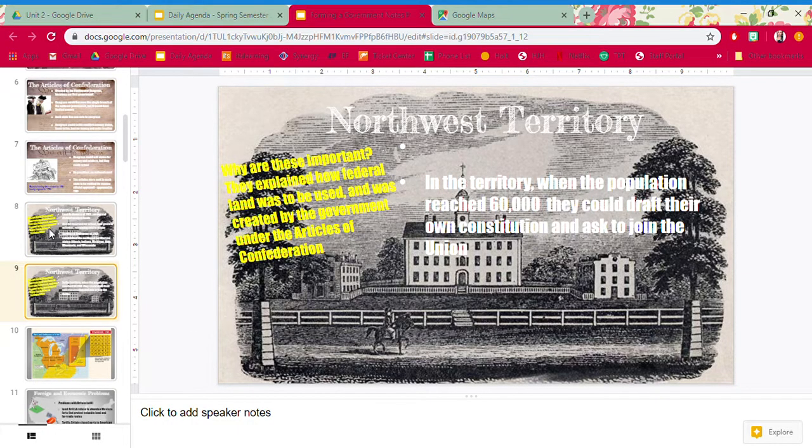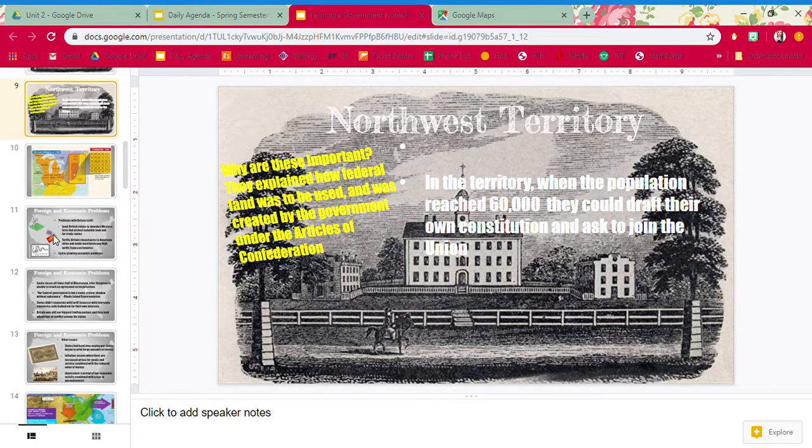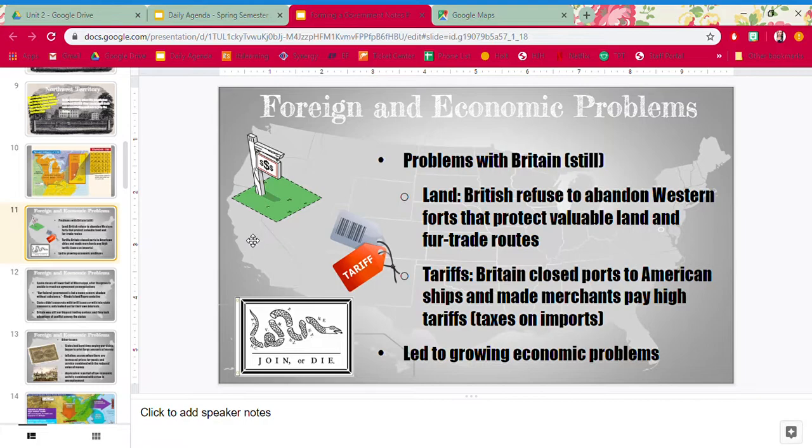Okay, so those were some good things that the articles did. But next, we're going to get into some drama. So it says foreign and economic problems. So as a new nation, we had a lot of issues with our foe, the British, who we had just beat in the Revolutionary War.